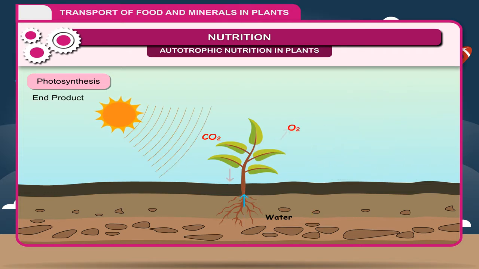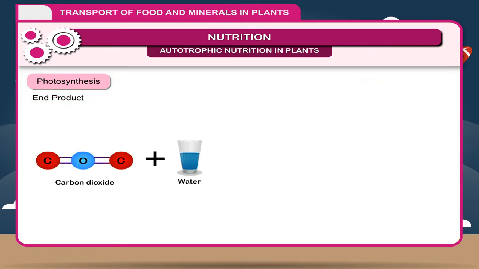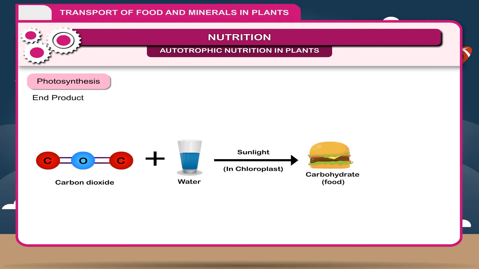End product. The end product of photosynthesis is the food in the form of carbohydrates. In this process, oxygen is released, which is an important byproduct on which living organisms depend. Carbon dioxide plus water in the presence of sunlight in chloroplast gives rise to carbohydrate, food, plus oxygen.